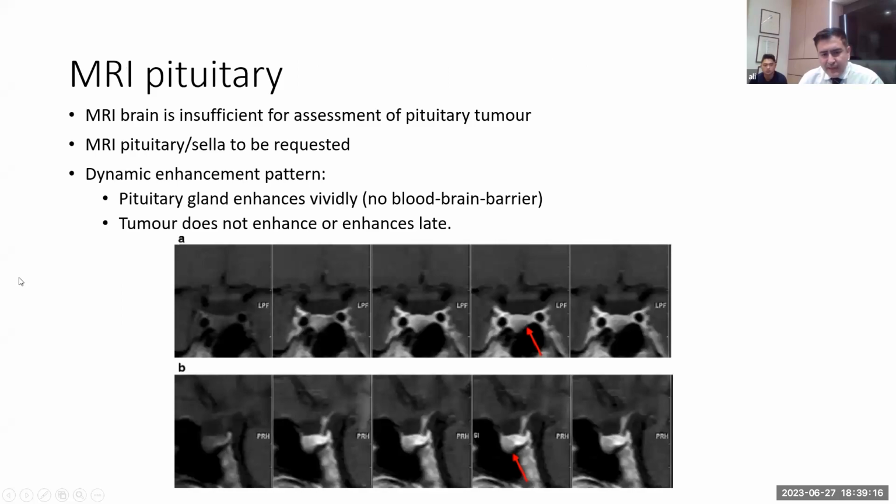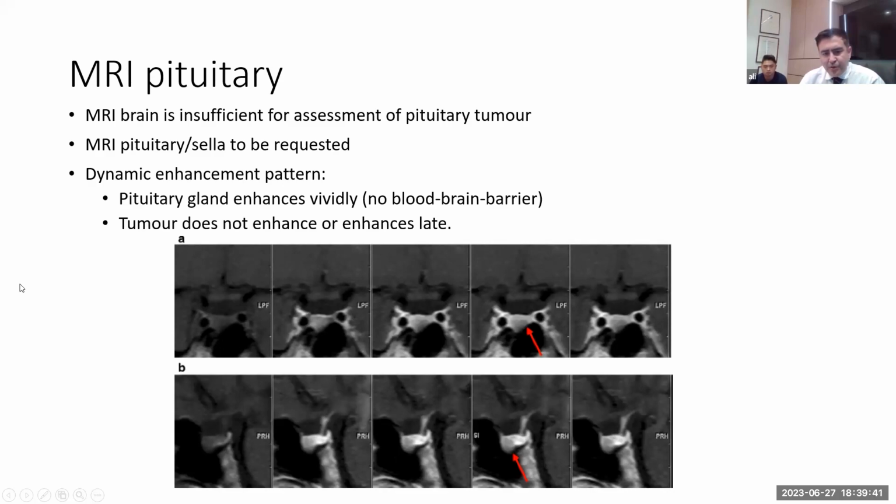Doing MRI scans of the pituitary is a critical component of assessing patients with pituitary lesions. An MRI of the brain itself doesn't show a pituitary lesion very well. So if you're suspecting that someone has a pituitary tumor, you have to ask specifically for an MRI of the pituitary gland.